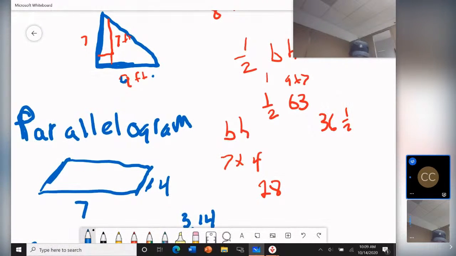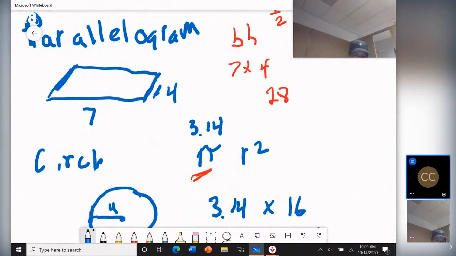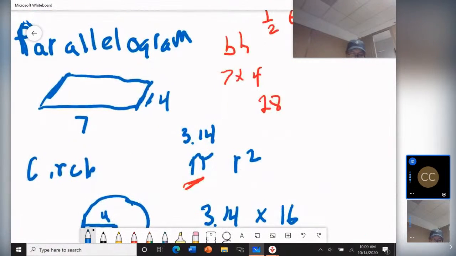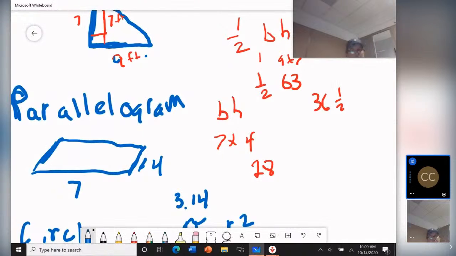So base times height. And then the circle, it's pi, which is 3.14, times the radius squared. And how do you find the radius? The radius is usually that line that goes halfway through the circle. So in this case, it was a 4. And when you square 4, it's 4 times 4 gives you 16. Then you would multiply the 16 times the 3.14, and the area for this circle would be 50.24. So those are just some formulas for 5 different geometry figures that you're going to use.